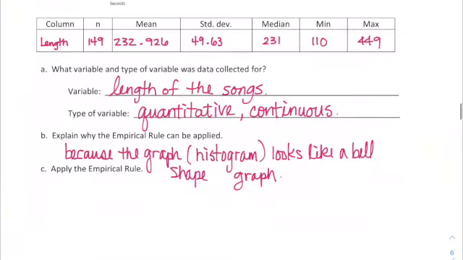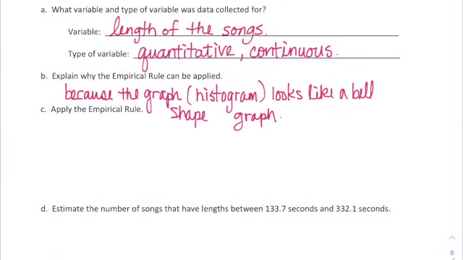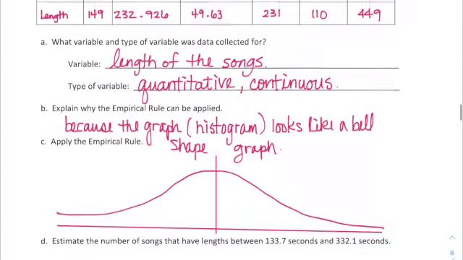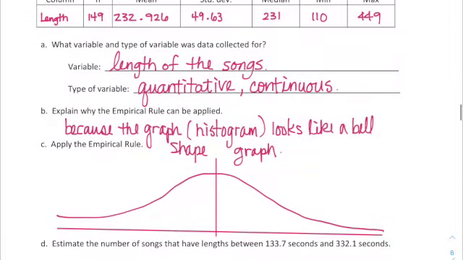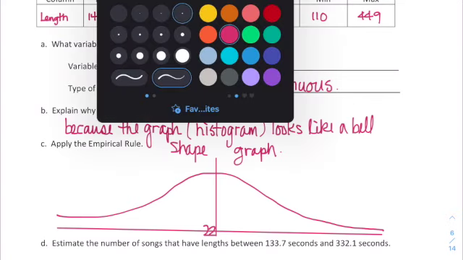Okay, next one. Apply the empirical rule. Okay, we're going to apply the empirical rule. So, draw your bar. Draw your curve. Middle. And let's go pick out the data from the part above. Okay, so we know the mean is going to be 230.